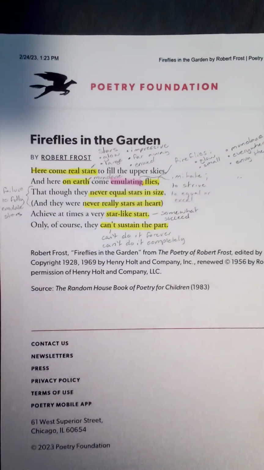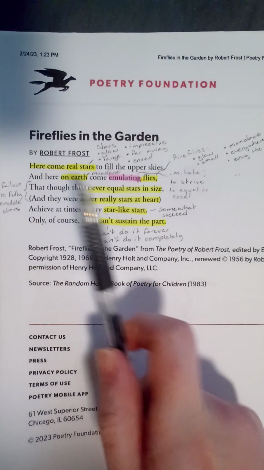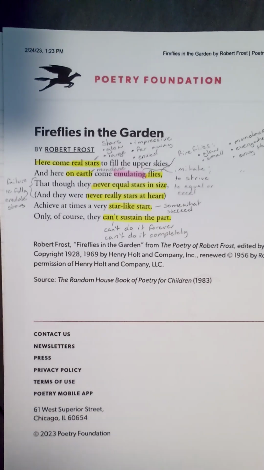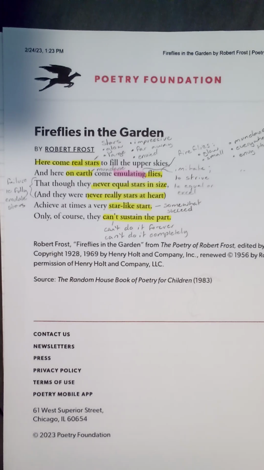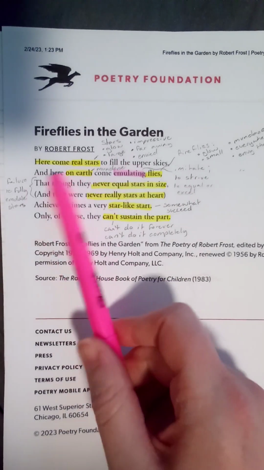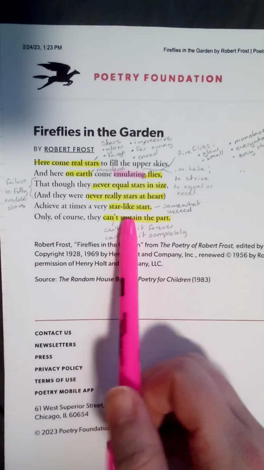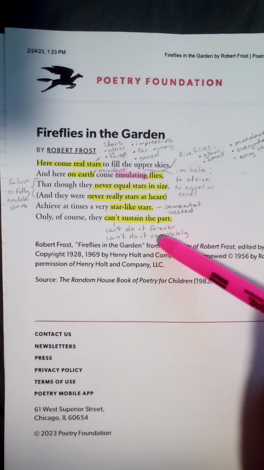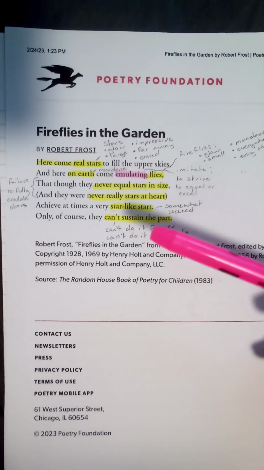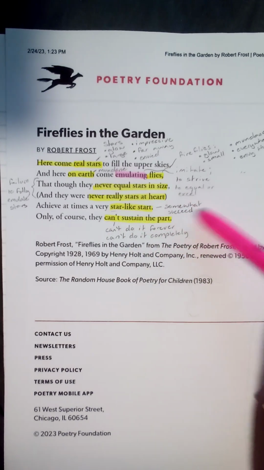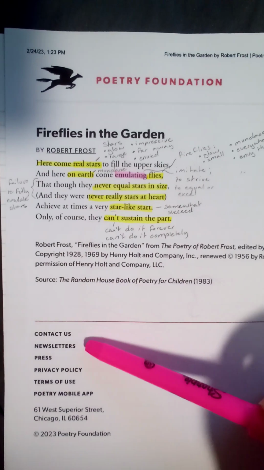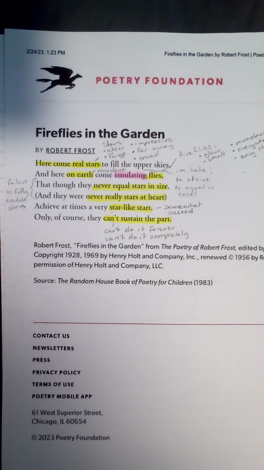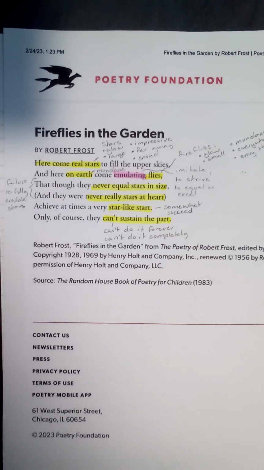Another thing is you don't want to just highlight two things or some things that might not fully represent or capture the poem. Because if I were to just highlight, for instance, the stars and can't sustain the part, well, I'm missing out on all of this juicy stuff that I've annotated here. So what I like to do is anytime I come to a part of a line that I think I can add something to or annotate, I highlight that. And that really helps.